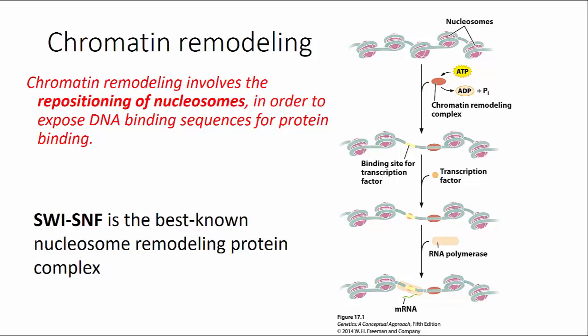This chromatin remodeling complex will actually move nucleosomes around. It moves nucleosomes out of the way so other factors can bind to that region, such as RNA polymerase and all of the associated basal transcriptional apparatus that is needed to transcribe a gene in eukaryotes.